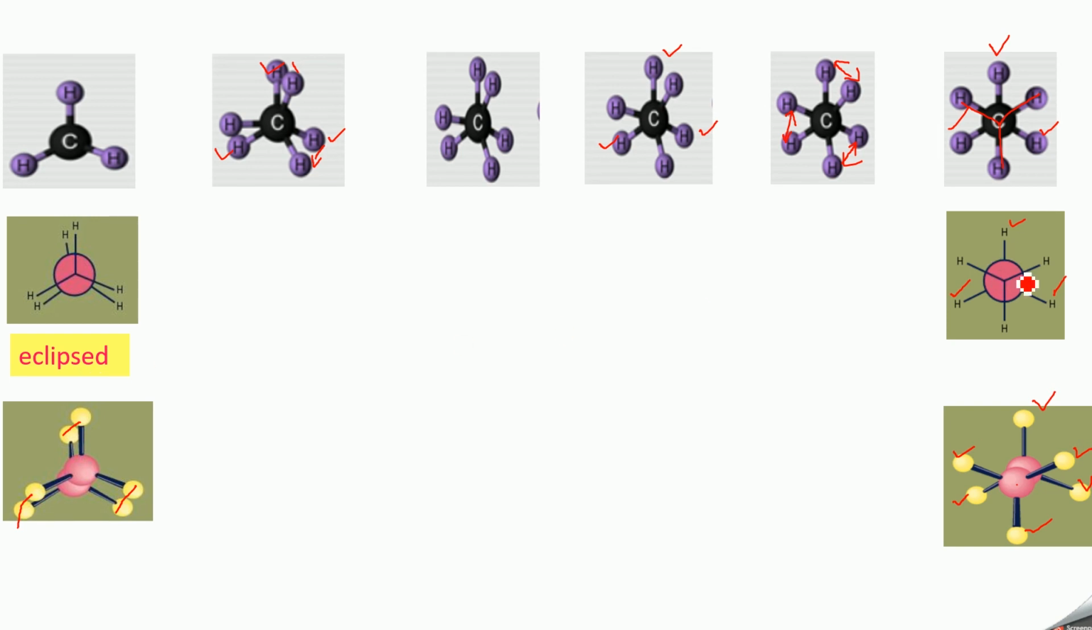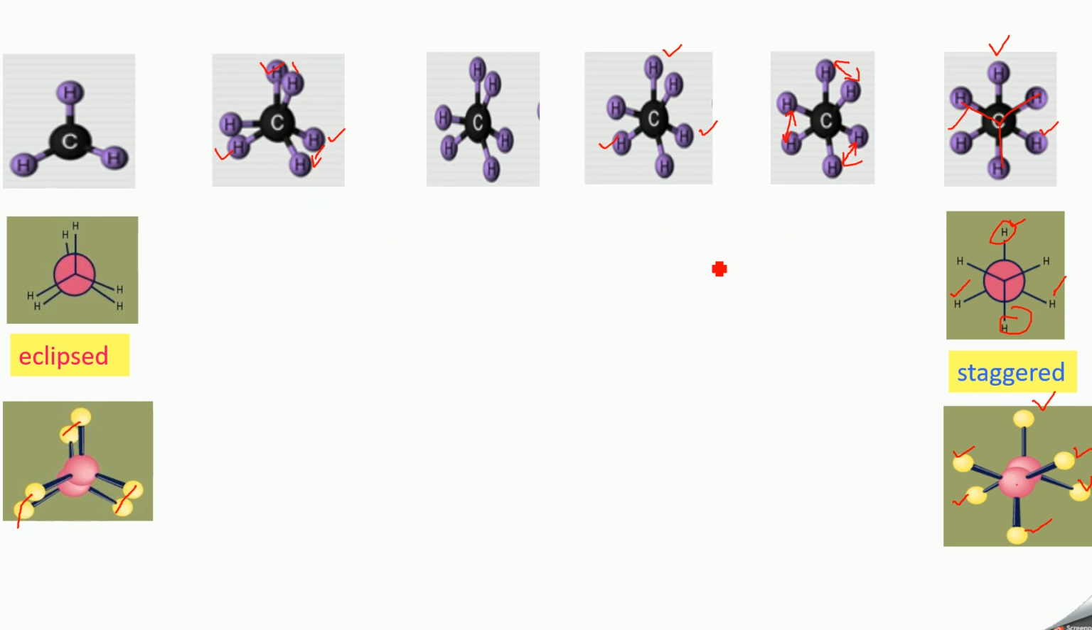And now you take this one, this is a very important one. Here these two hydrogens, this hydrogen and this hydrogen, are opposite to each other. Similarly, these two hydrogens are opposite to each other. These two hydrogens are opposite to each other. So in this form, the hydrogens are opposite to each other. This form we call the staggered form. So here you see this one is here and this one is here. So this is what we call the staggered form.